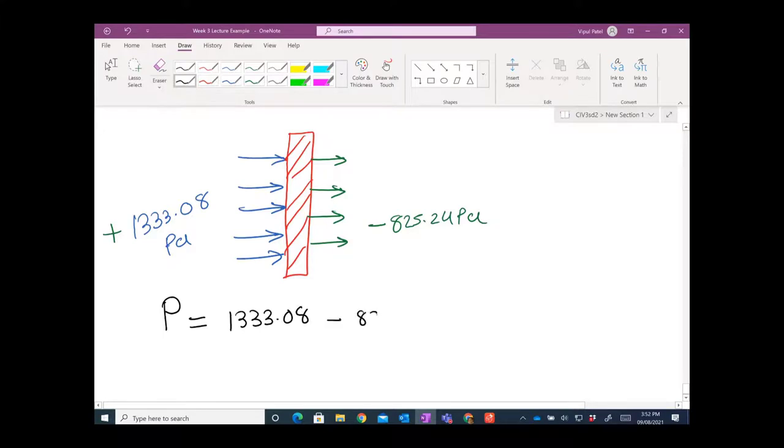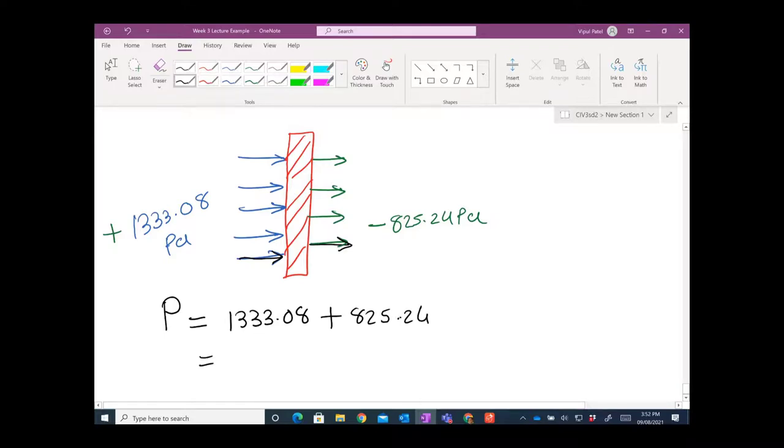So we say 133.08, don't put minus 825.24. This is wrong. It's not about minus. It's about showing these sign conventions: this one going this way, this one also trying to pull. So this wall has a push from outside and a pull from inside. If you combine them both, they are both pulling, right? So therefore you put plus 825. I hope you understand that.